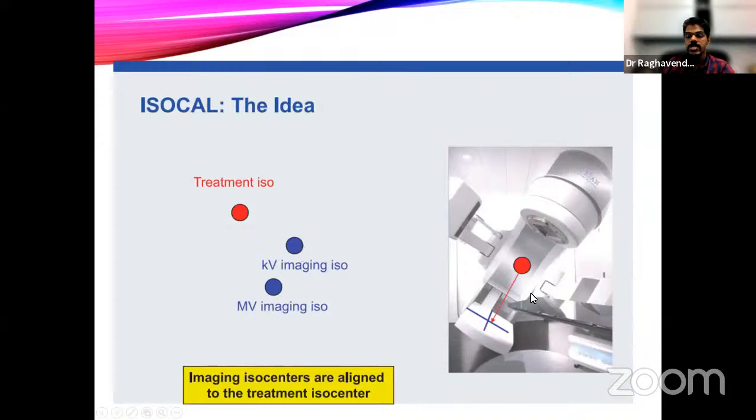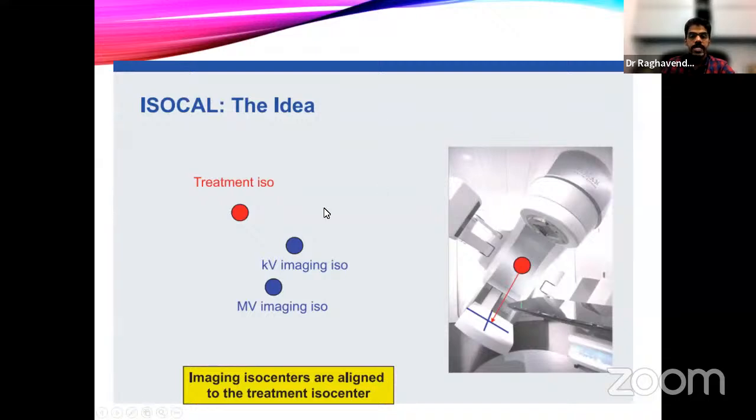There are 3 ISO centers in one particular place. So how are you ensured? You are using some patients KV imaging, some patients MV imaging. So we need to have a methodology where we can say all these 3 are perfectly aligned with each other, or if not, what is the error of that?